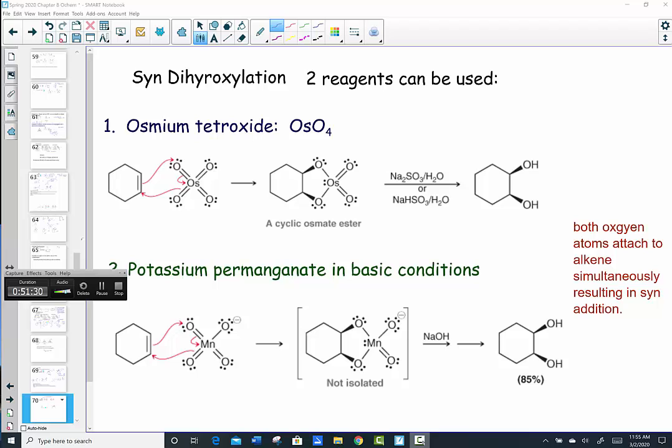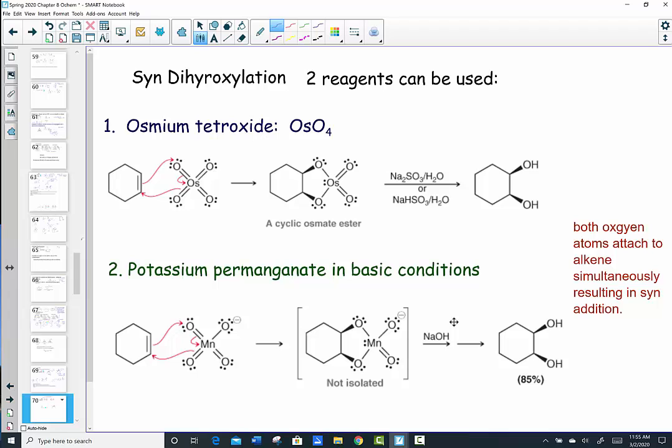Let's go through the syn-dihydroxylation. You may certainly pause the video at any time and take a rest, but since we're adding dihydroxyl groups, let's keep going just quickly for syn-dihydroxylation as well. And there's two reagents that are used to do this. One of them is called osmium tetroxide, OsO4, and the second is potassium permanganate in basic conditions.